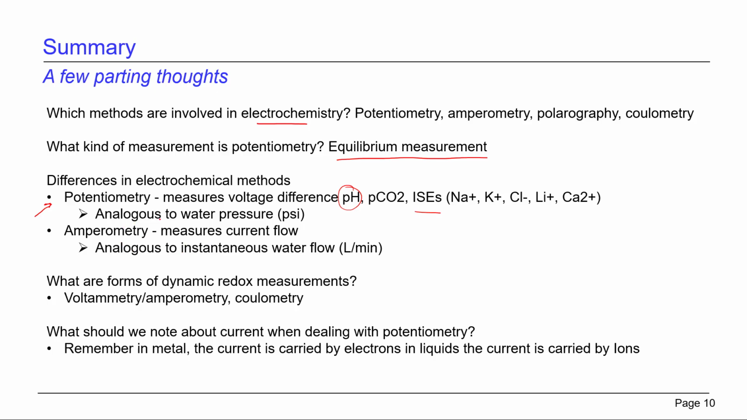Potentiometry is analogous to water pressure, PSI, measuring that. Whereas in amperometry, we measure current flow, and that's analogous to instantaneous water flow. We'll talk more about that in a different presentation, including different forms of the reduction-oxidation measurements. Something we should note about current is that in metal, the current is carried by electrons, and in liquids, the current is carried by ions. So a slight distinction there. Just a few things to keep in mind.